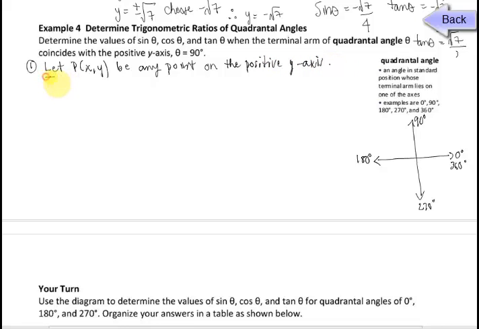Okay, so what that means then is that x is going to equal 0, because any point on the y-axis has an x coordinate of 0. And we will also find that r is equal to y. So let's draw ourselves a picture to see why that is true. Okay, so in standard position, 90 degrees looks like this.